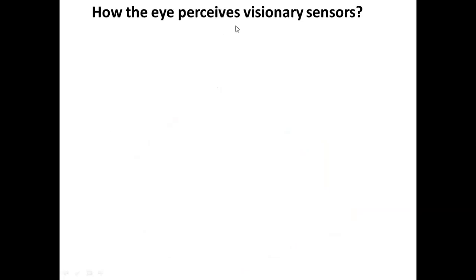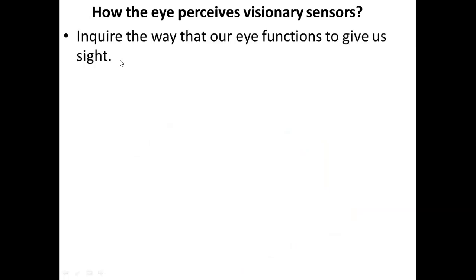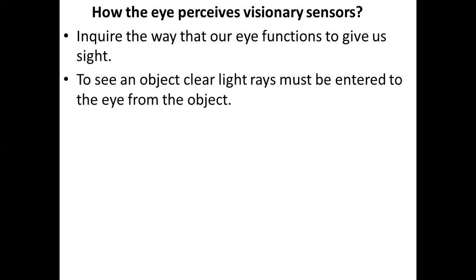How the eye perceives visual sensations. We have already completed the parts of the eye, so now we have to talk about how the eye perceives visual sensations. Inquire into the way your eye functions to give us sight. Now think, after I told you someone came to my class, how can I identify them?